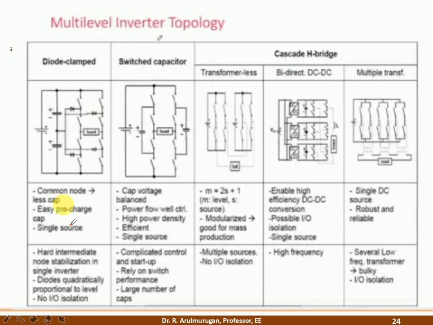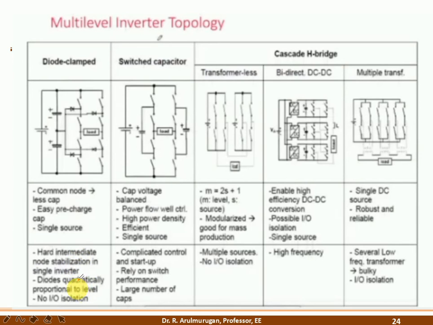Okay, here we will look at the diode clamp inverter. It has a common node, and this point is the common node they will use. Here less capacitance is used, but the diodes are quantitatively proportional to the level. So the number of diodes increases directly in proportion to the level.